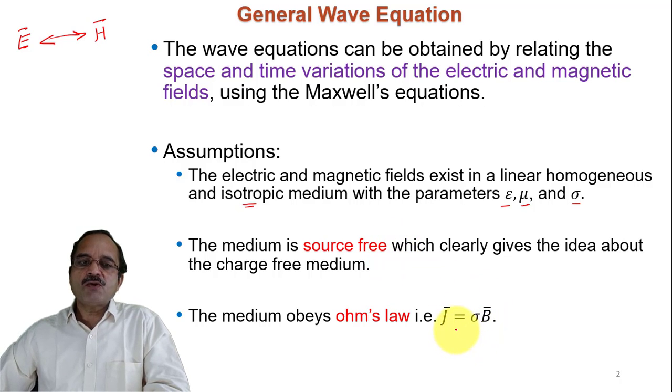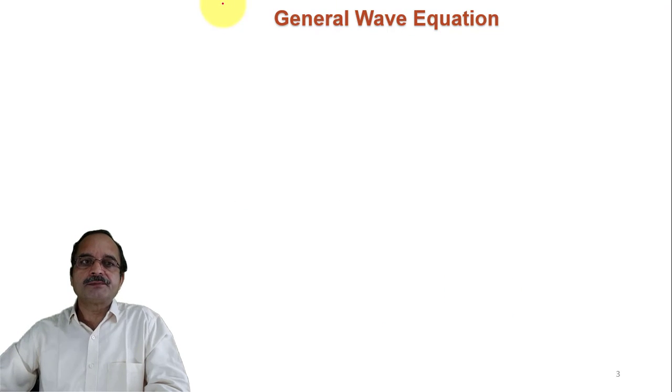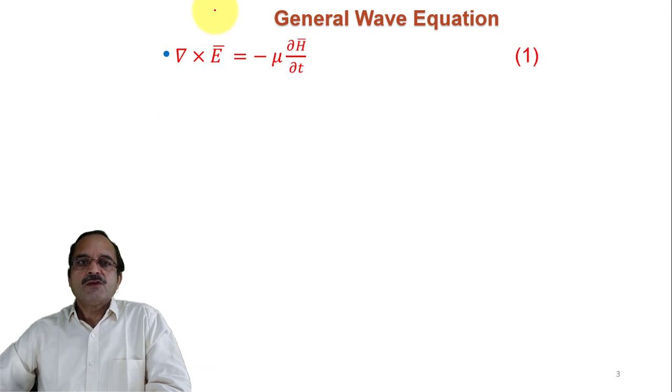Third assumption, it obeys Ohm's law. In case of electromagnetics, Ohm's law is J equal to sigma E, where J is the current density and E is the electric field. With these assumptions, let us proceed to find out these wave equations. We start with the Maxwell's equations we have derived earlier.